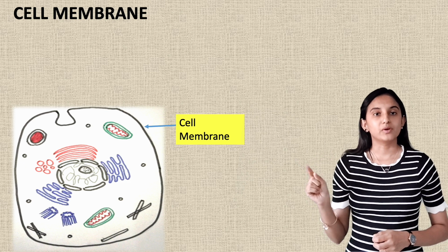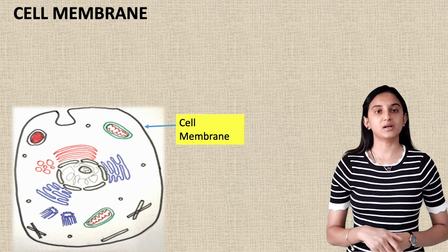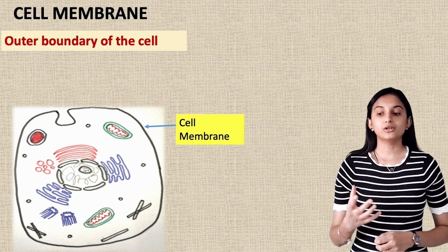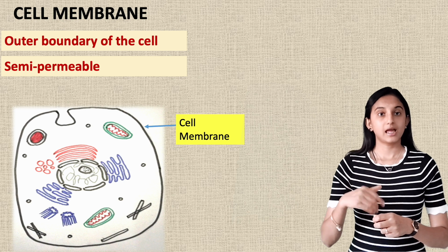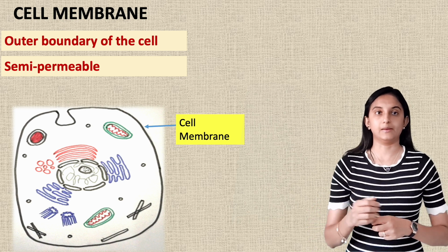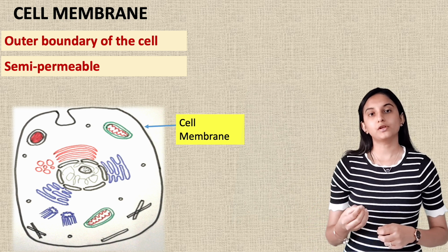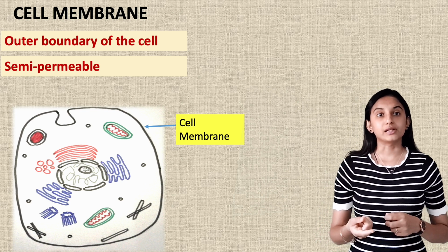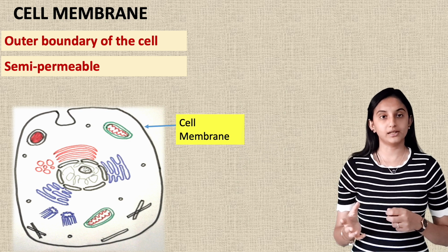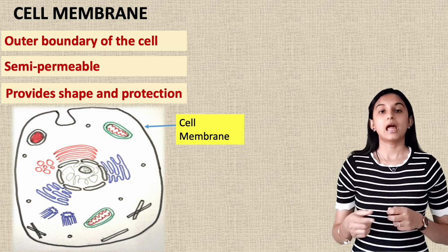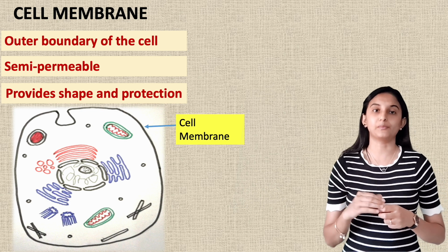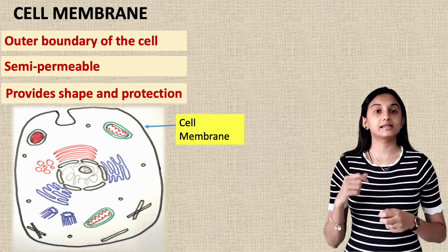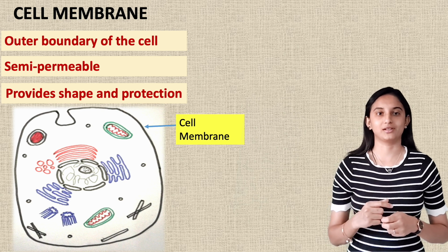The cell membrane is a thin semi-permeable barrier that surrounds the cell. It controls what enters and exits the cell. It is made up of a phospholipid bilayer with embedded proteins. These proteins help transport molecules, send signals, and provide structural support. The cell membrane also plays a role in cell communication and protection.